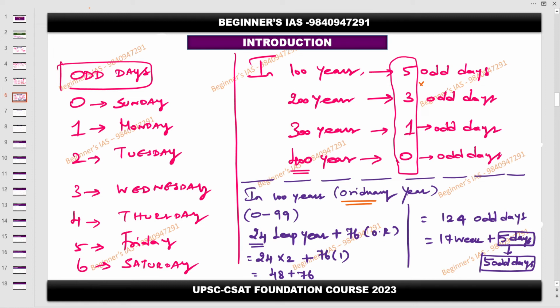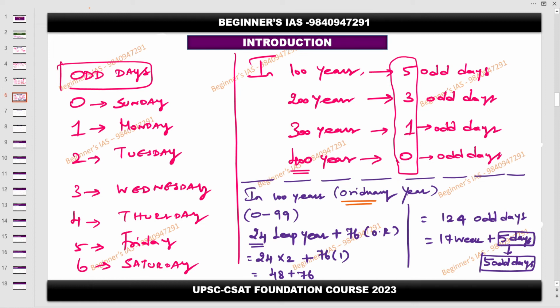So now, in a similar way you can calculate with 300 also. 100 into 3, right? Therefore, here, 5 into 3, 15. So 15, right? 15 can be divided by 7. Yes, what would be the remainder? 1. 1 odd day. Yes, very good.